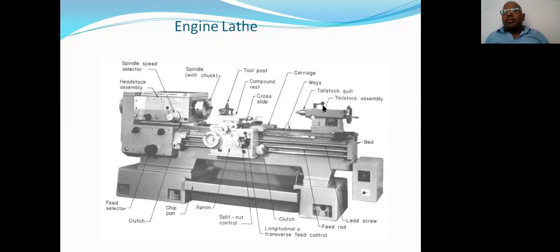So the purpose of the tailstock is mainly to support large jobs. The difference between the headstock center and the tailstock center: it is the live center. Why is it called the live center? The center rotates with a particular speed, whereas the tailstock center should not rotate. Even though the job is supported with this, only the job is supposed to rotate without rotation of the tailstock center. That's why the center of the tailstock is also called the dead center.